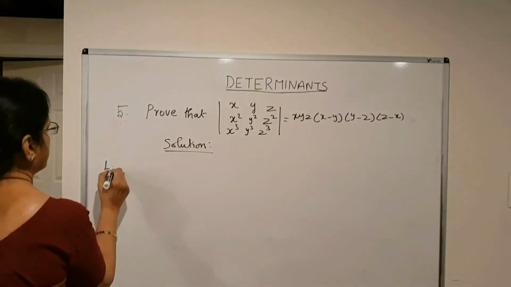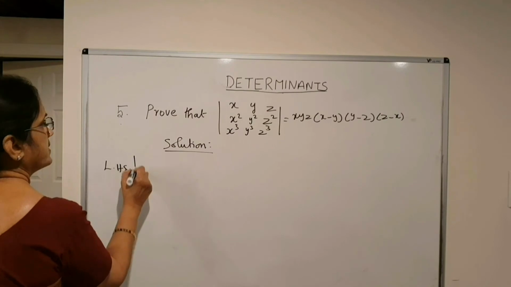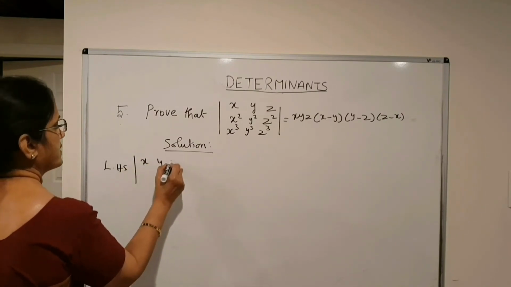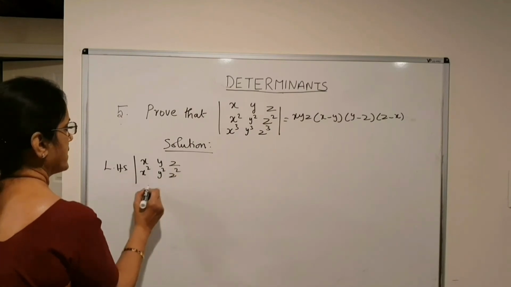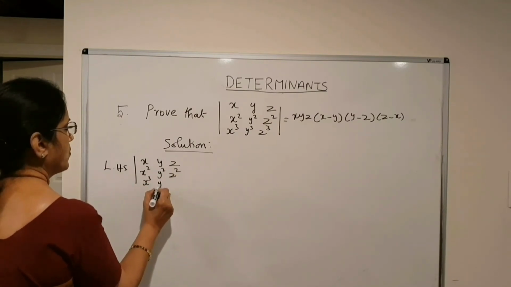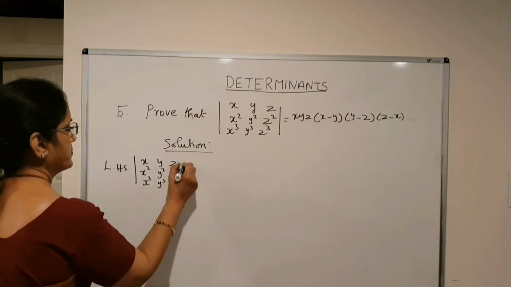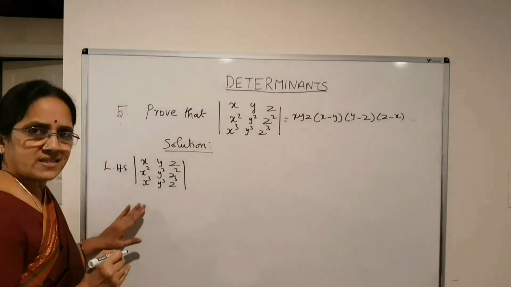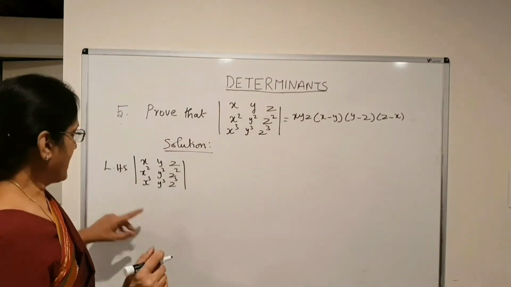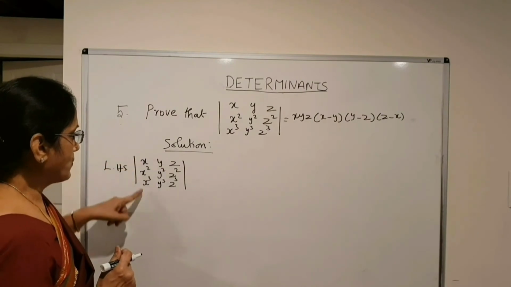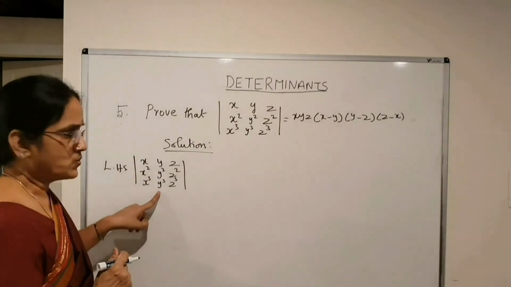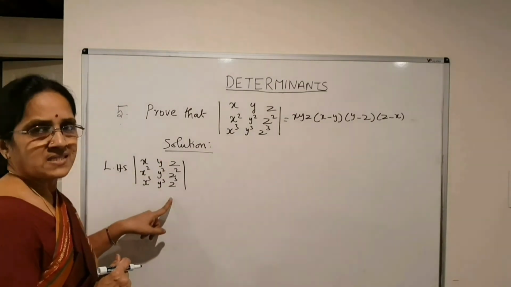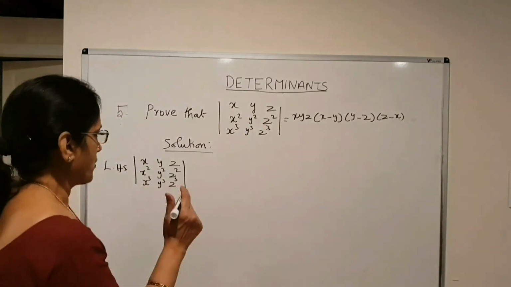LHS: determinant x, y, z, x square, y square, z square, x cube, y cube, z cube. Now, by looking at it, you can say I can take out x from C1, y from C2 and z from C3. First, let me do that operation.